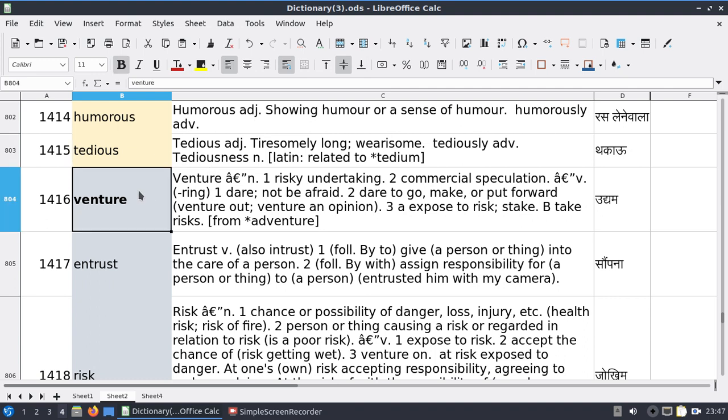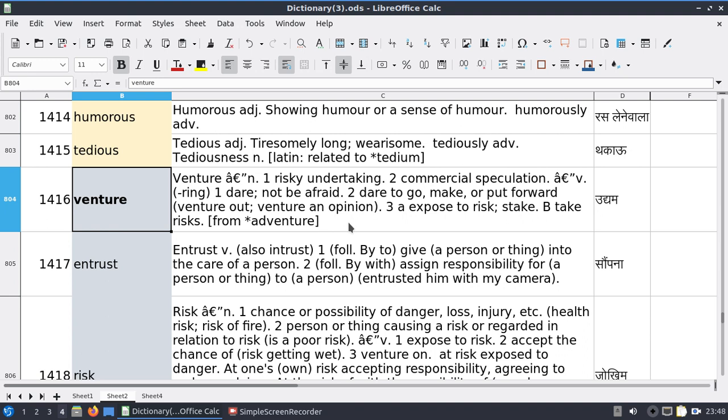Venture. Venture nowadays we use it for business also. Venture capitalist, he started a new venture, etc. So generally venture means it's a risky undertaking. Disastrous business venture means it's a very risky business that ended in a disaster.